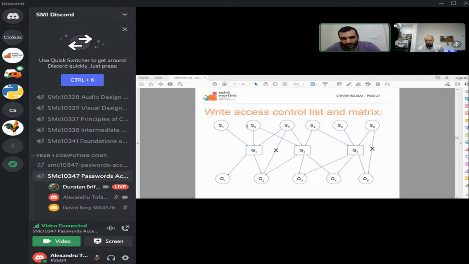Just for the fun of it, I want you to do this. What I want from you is to write an access control matrix and an access control list for this. So we reverse the process that we've seen in the previous example.